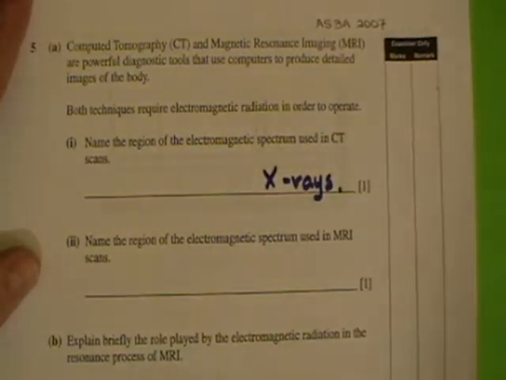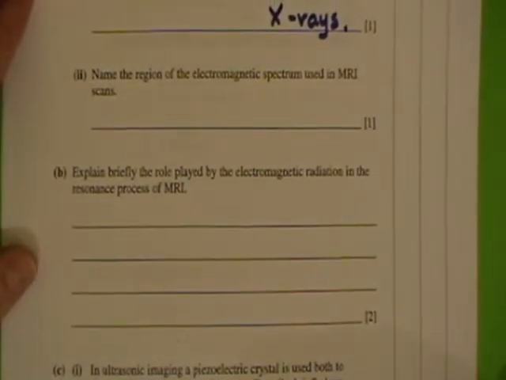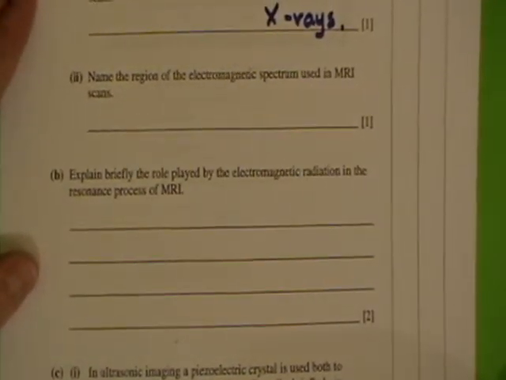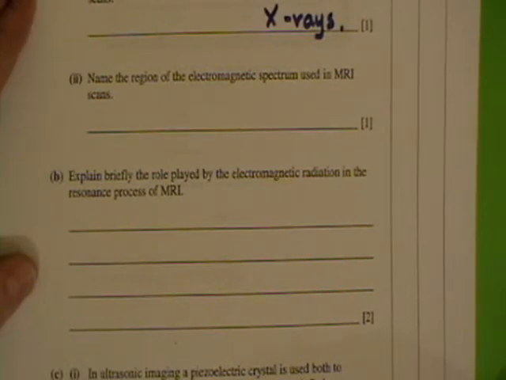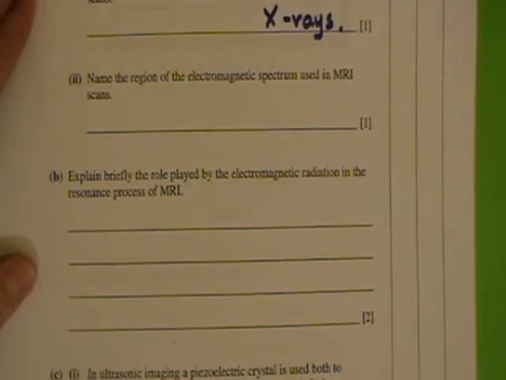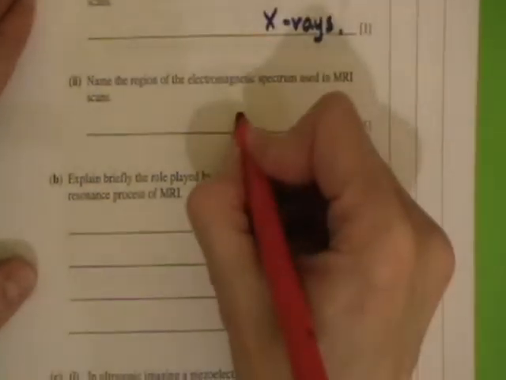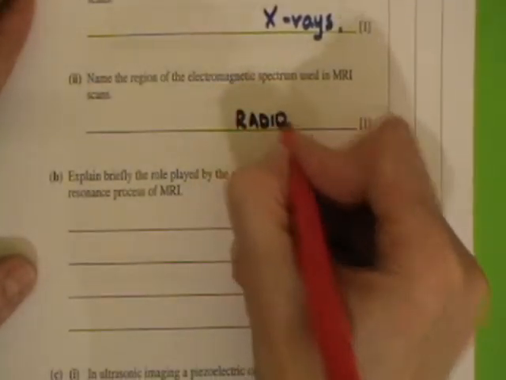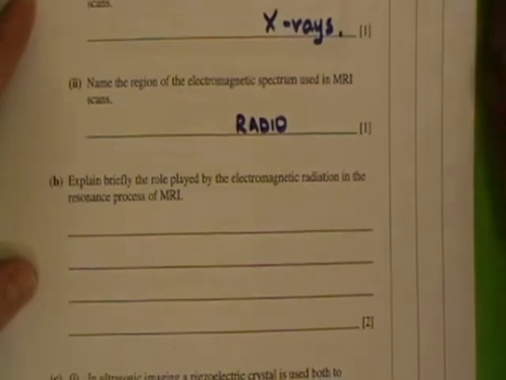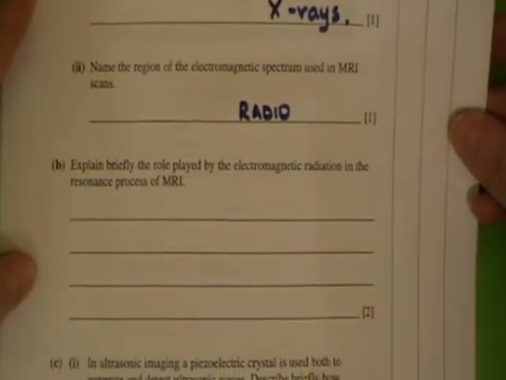Name the region of the electromagnetic spectrum used in MRI scans. So MRI scans, of course, use a huge magnet, and that's not part of the electromagnetic spectrum. What they do is use a huge magnet to create a magnetic field across the hydrogen atoms in the body, and then they apply a radio frequency. So in other words, it's radio waves, and that causes the hydrogen atoms in the body to resonate.